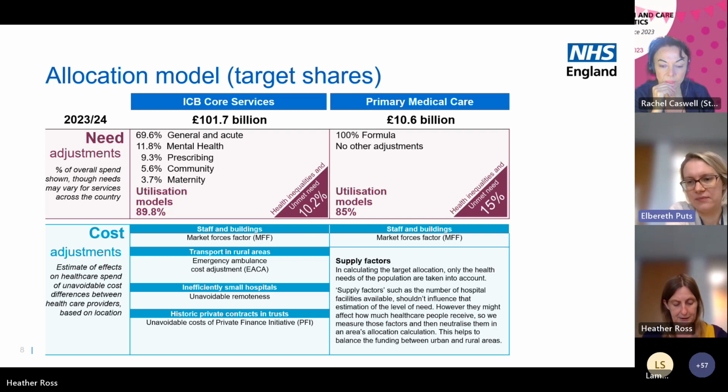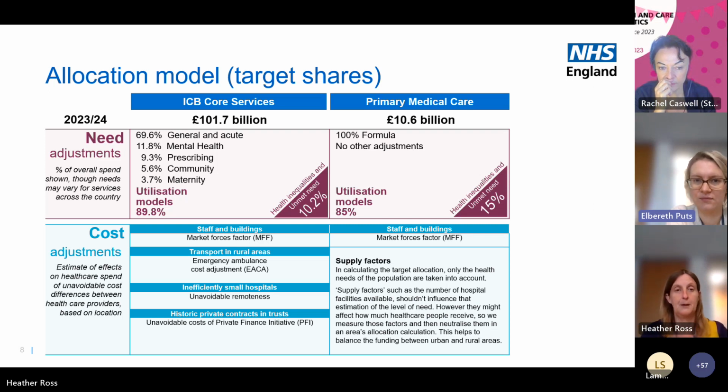So within core services, just under 90% of the allocation is used as the needs-based model, with just over 10% being a health inequalities adjustment, which is currently based on a measure of avoidable mortality. But then there's other cost adjustments that are made within that total allocation.